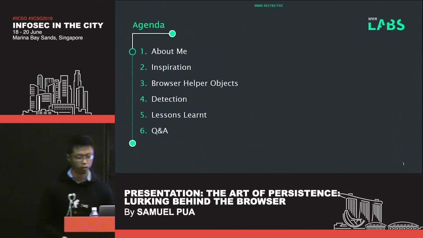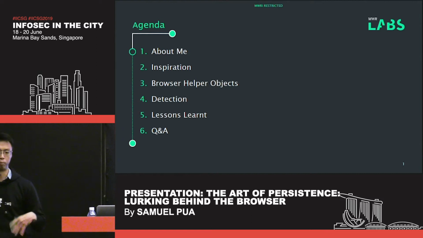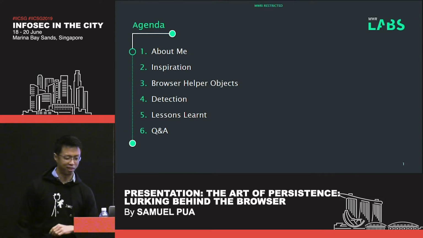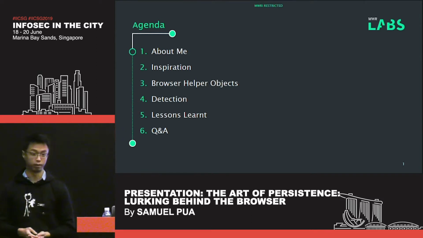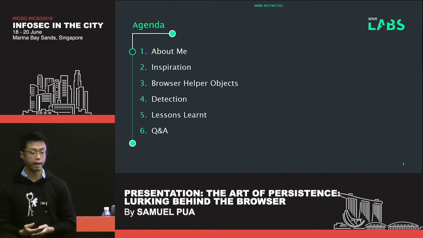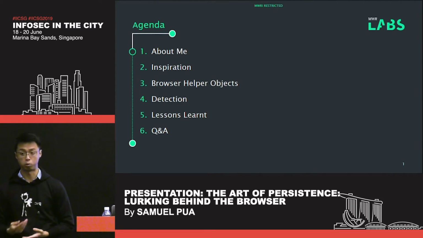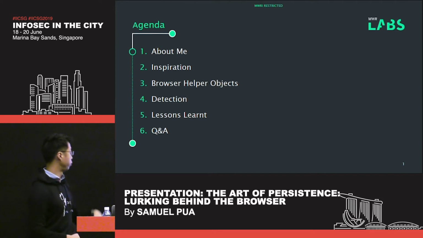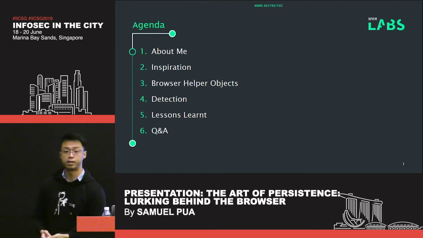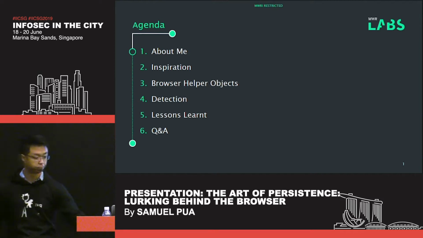All right, agenda. I'll first start off with introducing myself. Don't worry, it'll be quick because I'm not that interesting. Then we have the inspiration of this project. What's the context of what started this? Thereafter, we'll go through what a browser helper object, or BHO, is, the development as well as the considerations. And thereafter, we'll go through the detections as well as the artifacts on the browser helper object.